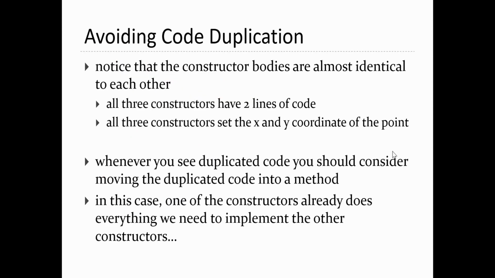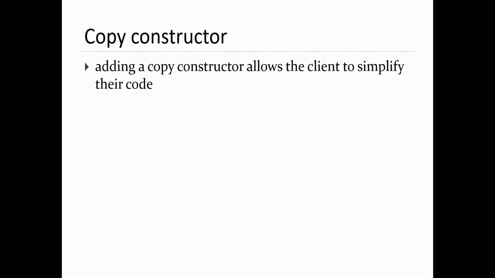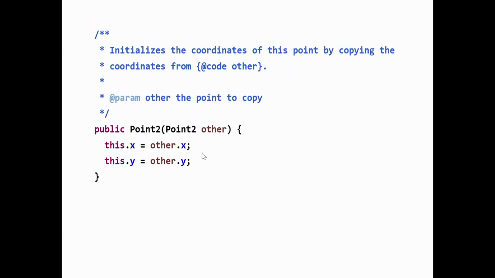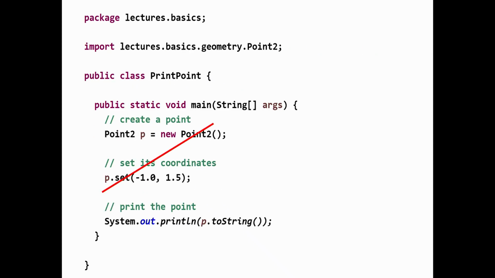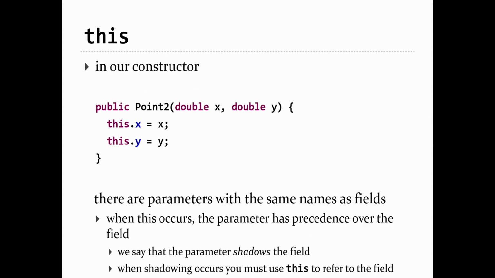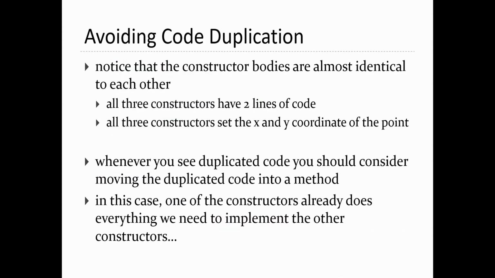Okay. Now, if we go back and look at our constructors, look at this constructor here. The two lines are this x equals something, this y equals something. In our second constructor, the two lines are this x equals something and this y equals something. In the no argument constructor, the two lines are this x equals 0 and this y equals 0. In other words, all of the constructors are doing more or less the same thing. They all have two lines of code. They all just set the x and y coordinates of the point.